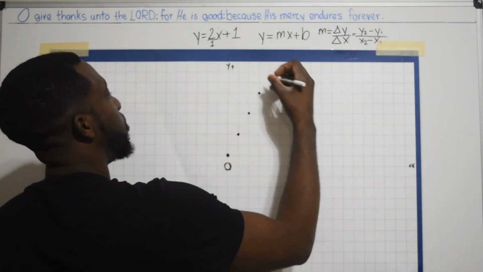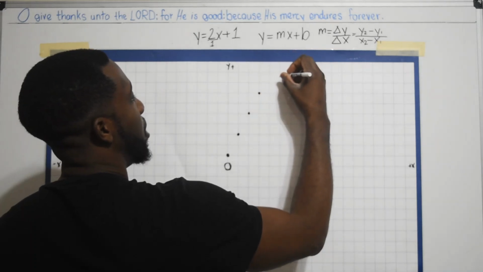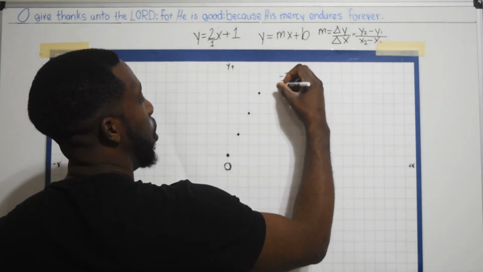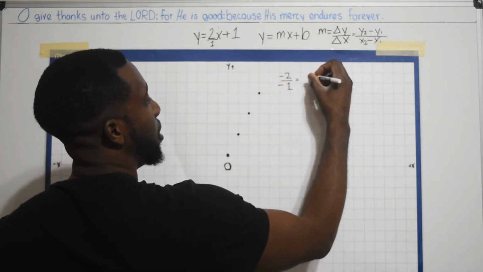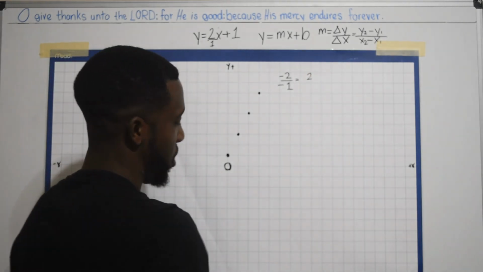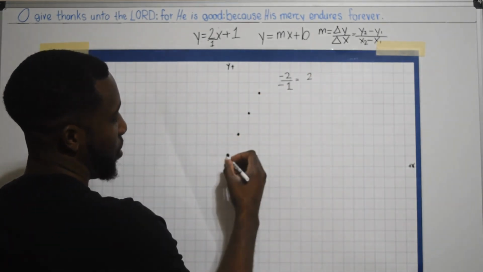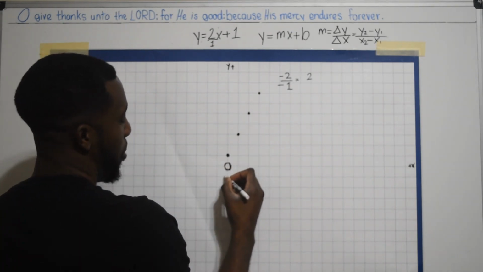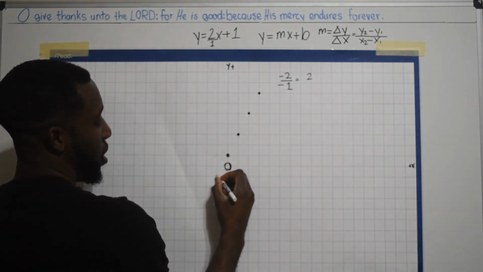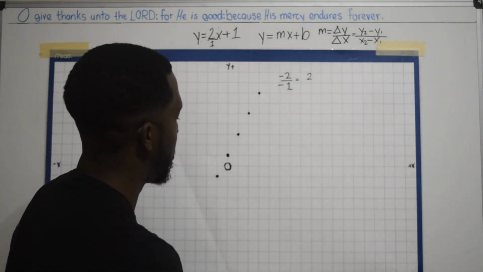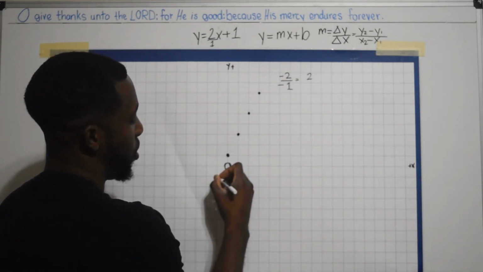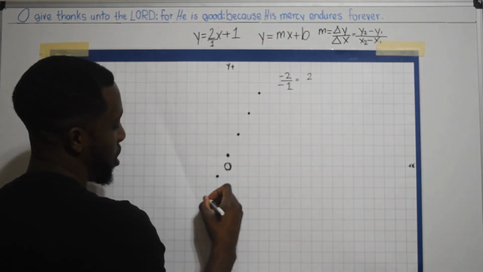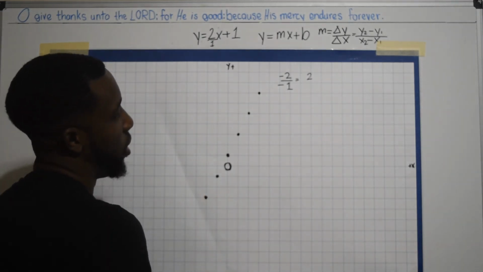How else can we express 2? We can also express it as -2 over -1. That equals 2, right? So we can go down 2, backwards 1, and that's another point on the line. Then we go down 2, backwards another 1. That's another point on the line.